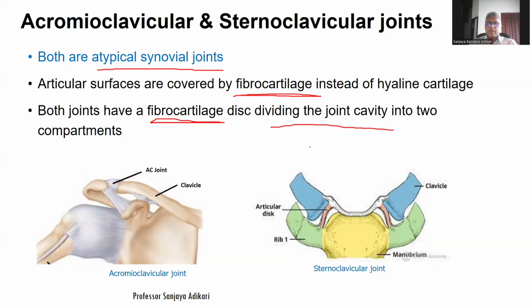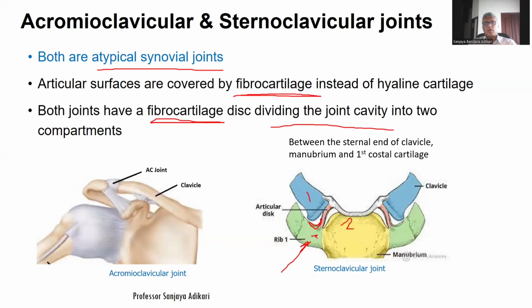Then the additional feature is in relation to the sternoclavicular joint. It is actually formed not only between the clavicle and the manubrium of the sternum. The costal cartilage is also involved in forming this joint. You can see this part of the costal cartilage. There is an articular surface there. So all three: clavicle, manubrium of the sternum, and the first costal cartilage are involved in forming the sternoclavicular joint, an atypical synovial joint.